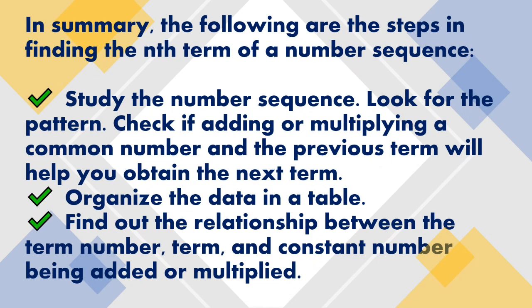In summary, the following are the steps in finding the nth term of a number sequence. First, study the number sequence. Look for the pattern. Check if adding or multiplying a common number and the previous term will help you obtain the next term. Next, organize the data in a table. And finally, find out the relationship between the term and the constant number being added or multiplied.